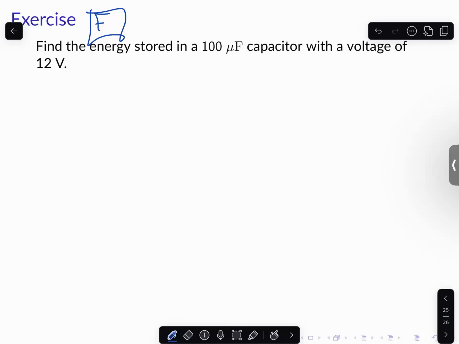When you are in doubt, use the formulas that were just on the board. All you gotta do is plug in.